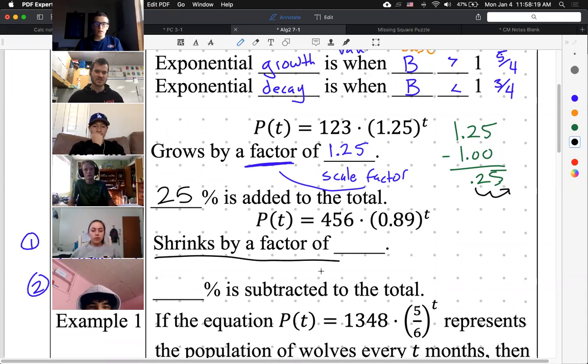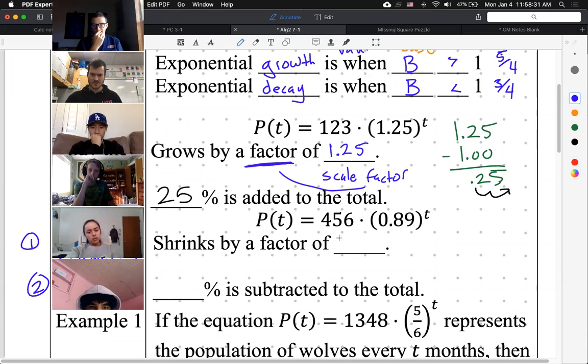Okay, so how can I say this? Can someone complete the sentence? It shrinks by a factor of what? Jade? 0.89. It is 0.89 or .89. You don't have to have the 0, but definitely 0.89. Okay, and then this is the hard bit. What is the percentage that is being subtracted from the total?